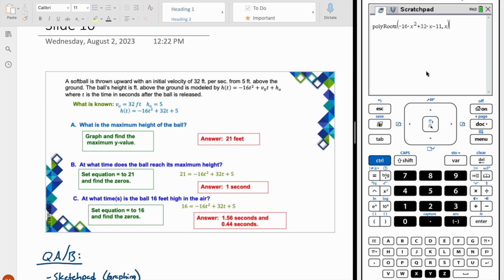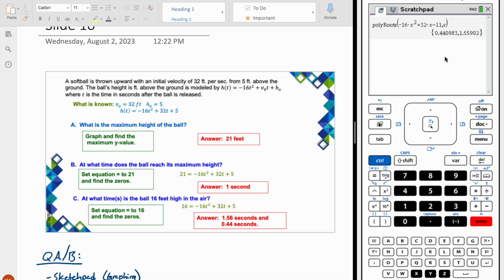And we verify that everything looks according to how we were planning, which is our equation here, comma x. And we have polyroots in the front. We go ahead and hit enter. When that happens, this gives you the exact values of what we were looking at, which are 0.44 and 1.55. These would be our two answers that we would be looking for.